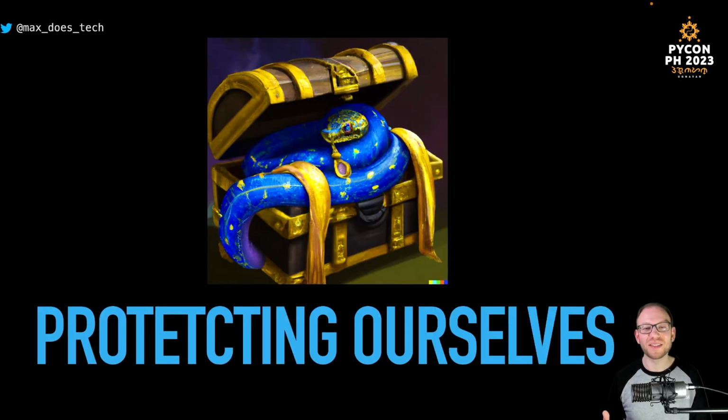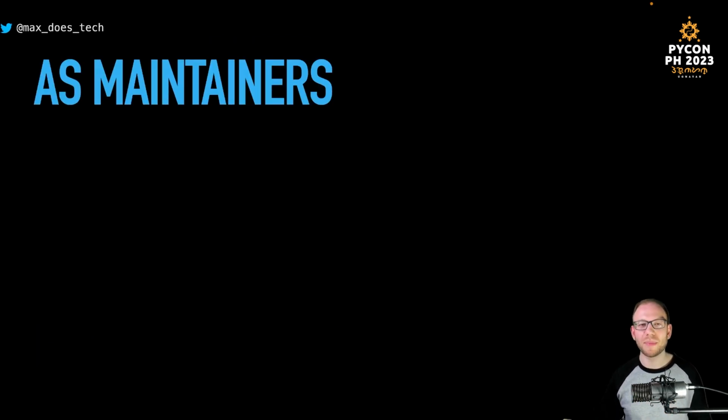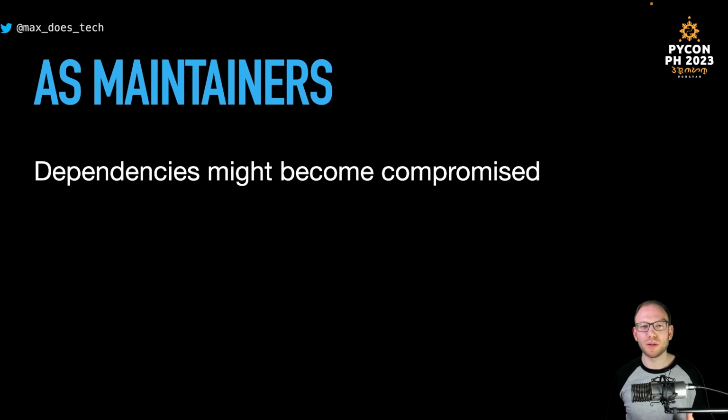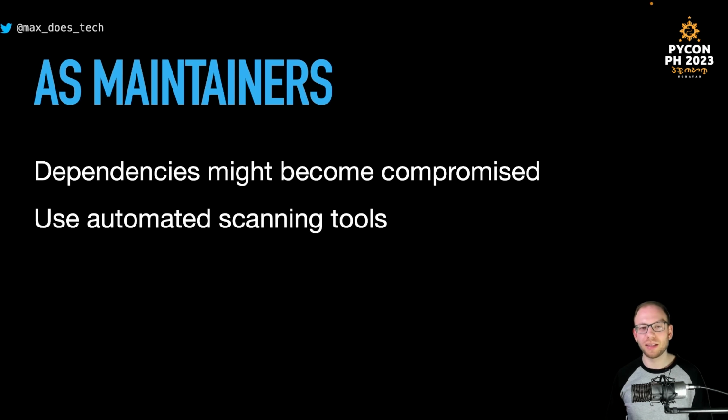So how can we protect ourselves from these kinds of very malicious attacks? There's two sides to this, right? There's a side of being a maintainer of a package, and there's a side of being a user of a package. I want to talk about both because I am both of those things. As a maintainer, you've got to factor in that your dependencies might become compromised by some kind of attack, as we've discussed. The best way to avoid that is at least to use automated scanning tools, which let you know if things have become compromised.